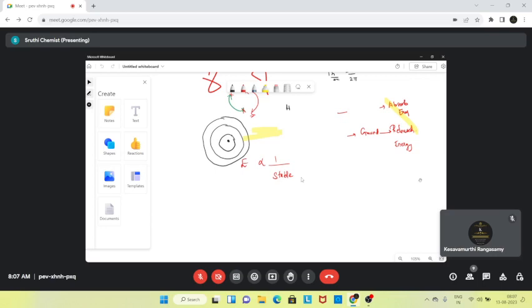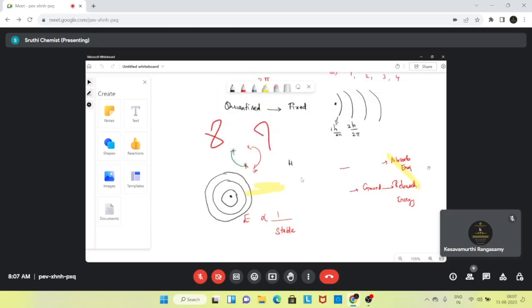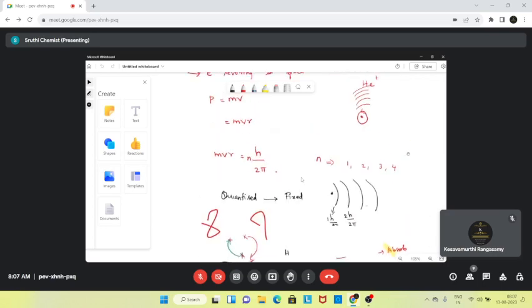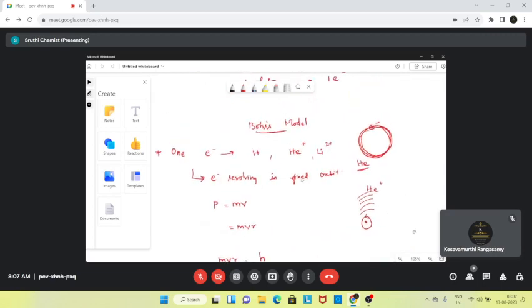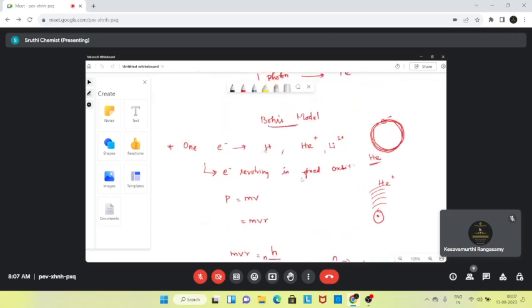The first thing is that it is only applicable for single electronic species, right? What does it mean by single electronic species, or one electron species, students? Do you remember? Hydrogen and Li 2+, ma'am. Li 2+, very good. Hydrogen in the neutral state itself has only one electron. Bohr's model is applicable only for one electron species.